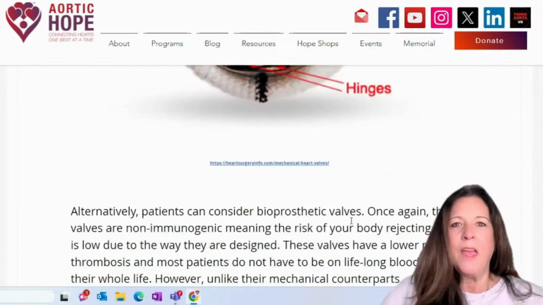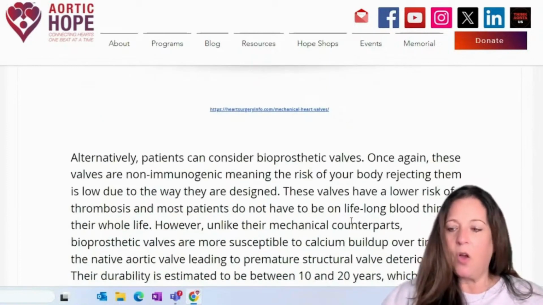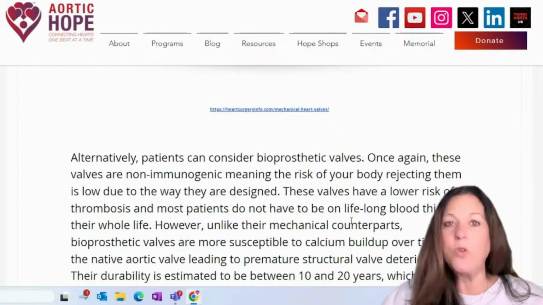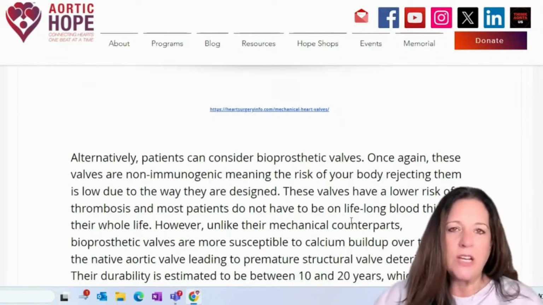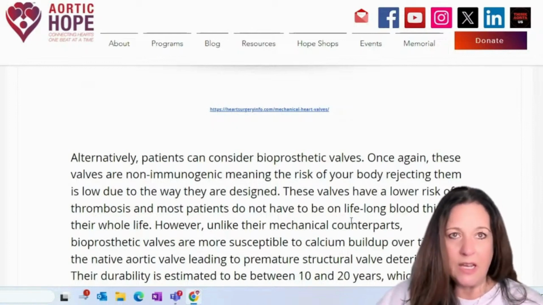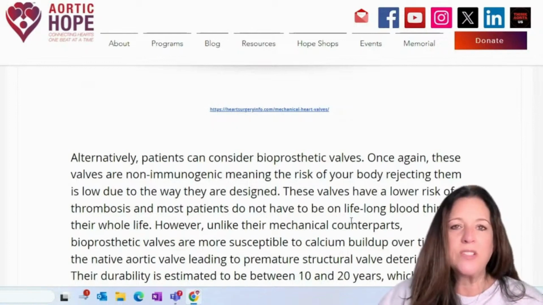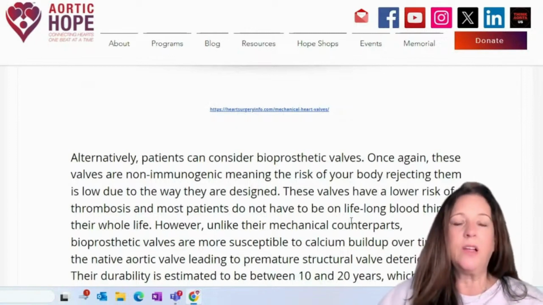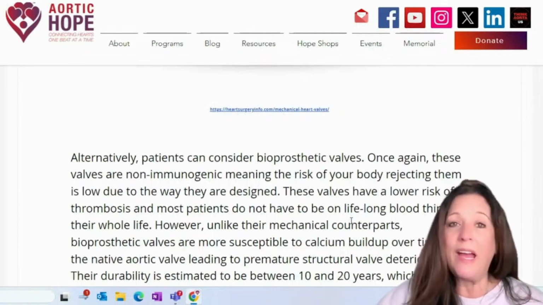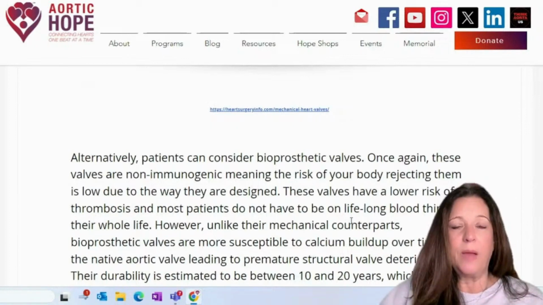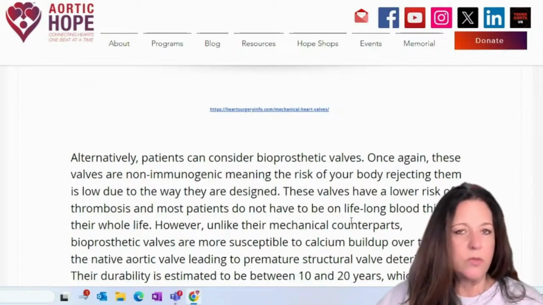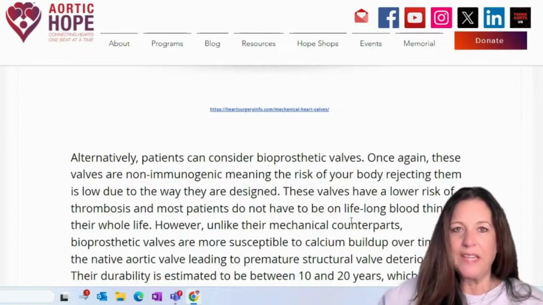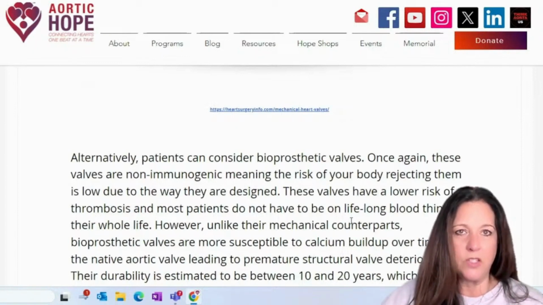It's amazing to me. But alternatively, patients can also consider a bioprosthetic valve. And once again, these valves are non-immunogenic, meaning the risk of you rejecting them is very low due to the way that they're designed. So these valves have a lower risk of thrombosis, or blood clot. Okay, so they already carry a low risk of blood clot. So you do not have to be on a blood thinning medication like warfarin, otherwise known as Coumadin. You don't have to be, because when you have a tissue valve, it's not going to allow clots to form on the tissue.